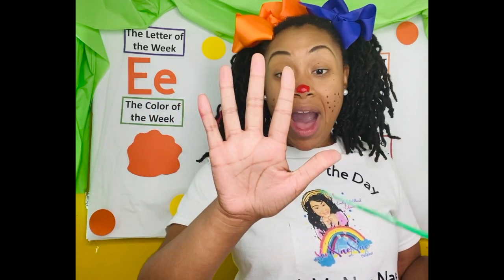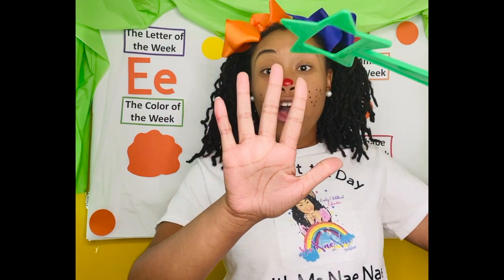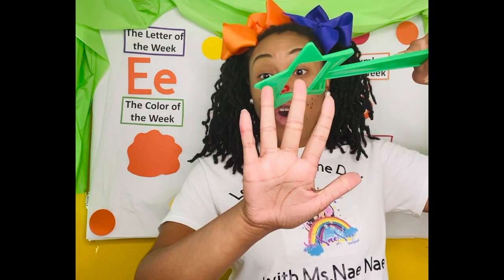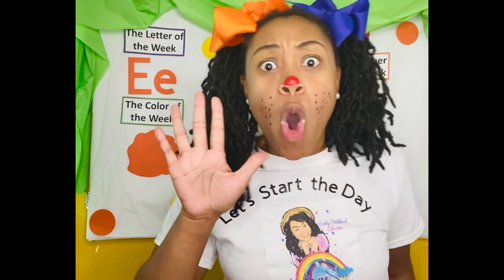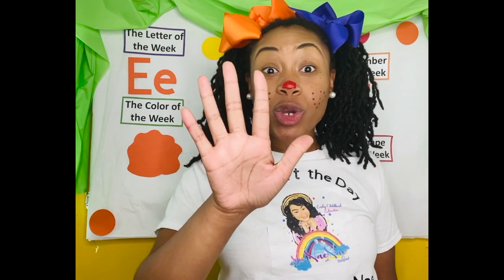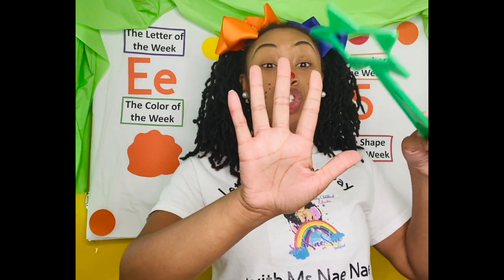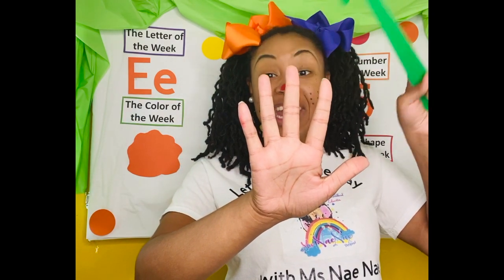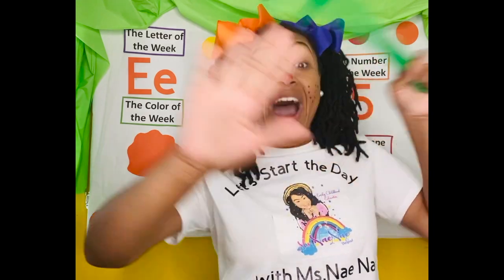Can you count to 5 with me? 1, 2, 3, 4, 5. What did I just count? I counted my fingers. That means that you have 1, 2, 3, 4, 5 fingers. Good job. Now let's practice counting some objects.